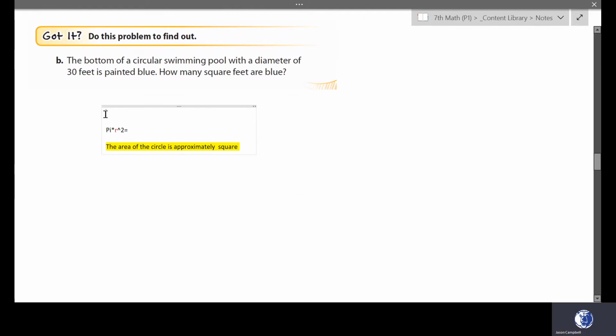Got it B says the bottom of a circular swimming pool with a diameter of 30 feet is painted blue. How many square feet are blue? Well, if the diameter is 30, we need half of that for the radius. So half of 30 is 15. I'm going to plug in 15 for my radius, which is going to give me an area of 706.9. And this is in square feet.